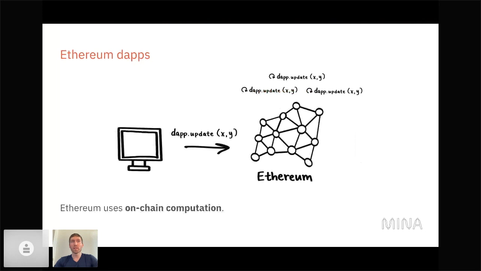So to look at Ethereum, it uses on-chain computation. Smart contracts execute on-chain, and users send a transaction specifying one of the methods on that smart contract along with data arguments. Every node across the Ethereum network executes the same instructions. It was amazing when it came out, but it's woefully inefficient.